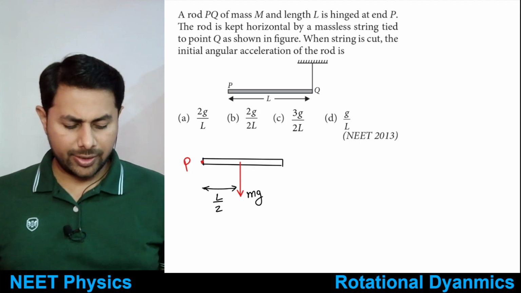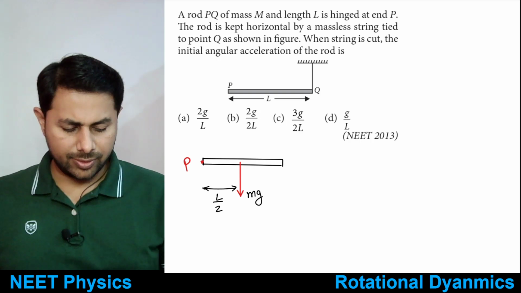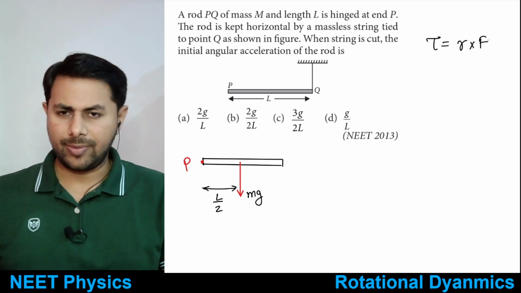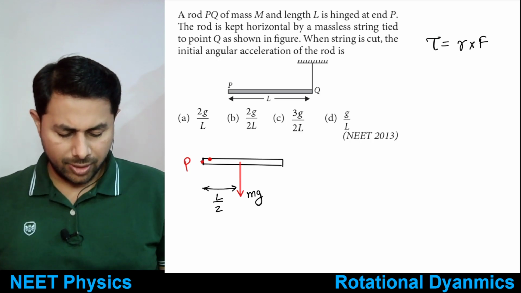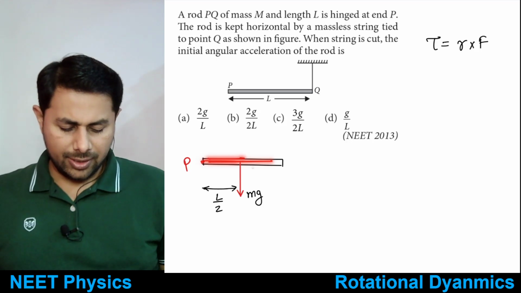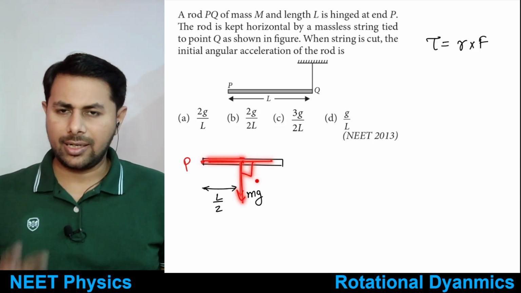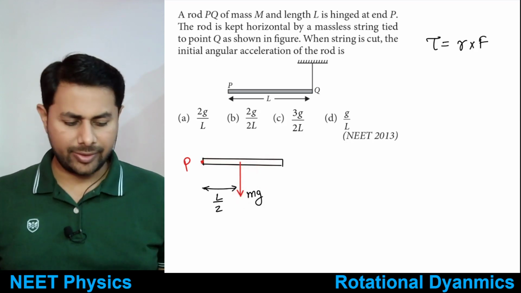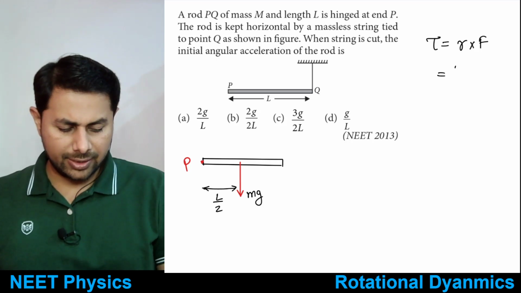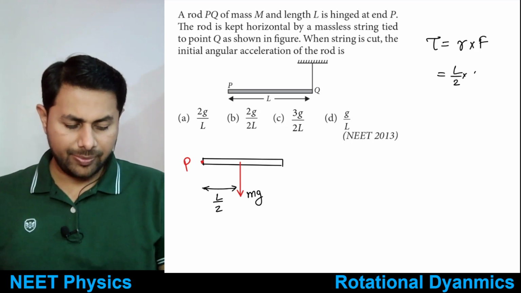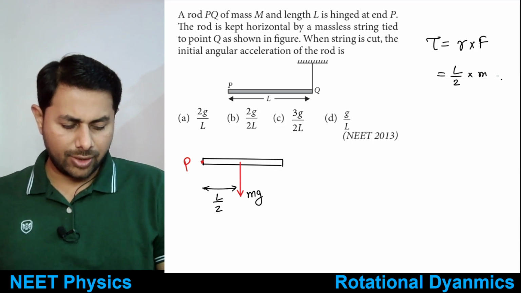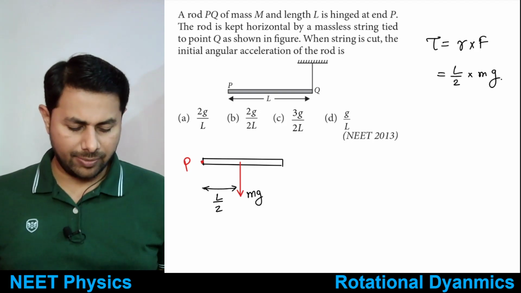So what is the torque? Therefore the torque is equal to R into F multiplied by sine theta, but R and F are directed at an angle of 90 degrees, so sine 90 is 1, so it is just R times F. What is R? R is L by 2. What is F? F is the gravitational force. So this torque is equal to L by 2 times mg.